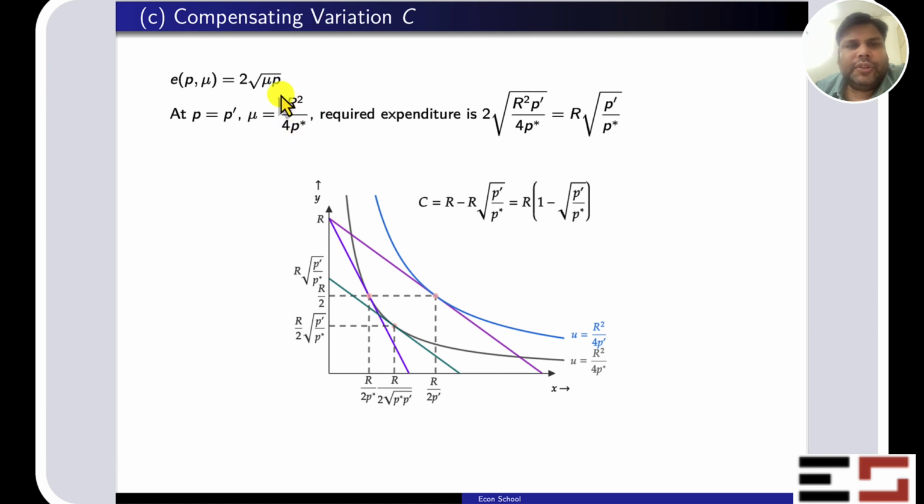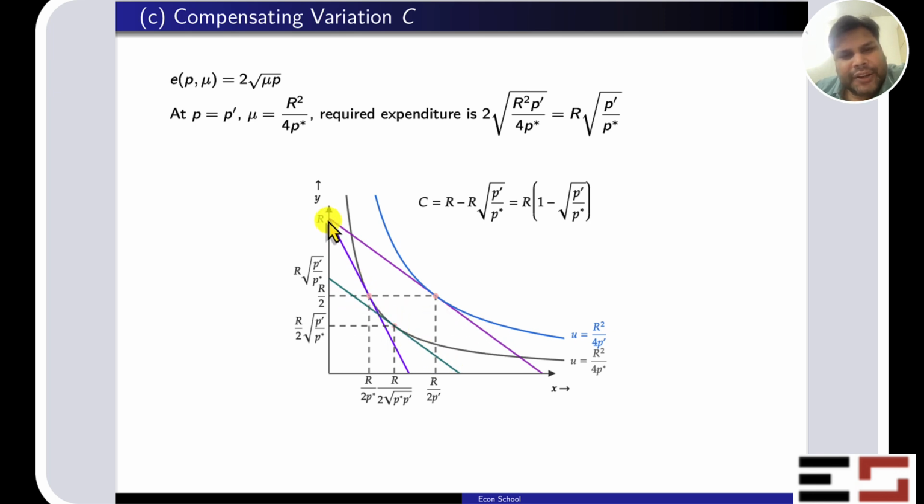Okay, so this is basically our goal. This is your original level of satisfaction. And the required expenditure, in exactly the same manner, we can calculate using this expression 2 root mu p, where mu is this and p is this, and we are going to get r root p prime by p star. So how much money needs to be taken away from the consumer after the price has fallen from p star to p prime, so that the consumer returns to the original level of satisfaction?